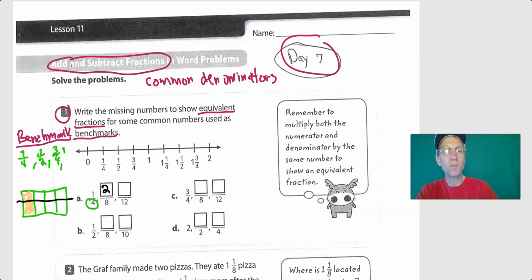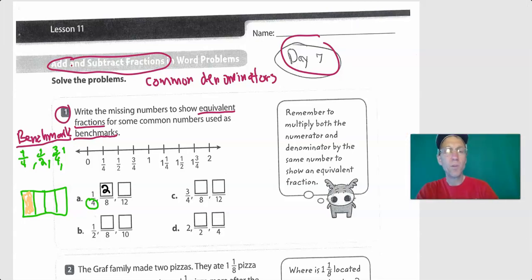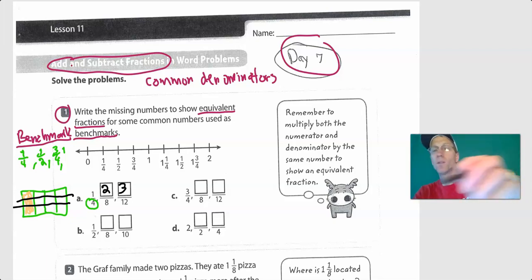If we triple the number of slices, we have 12 slices in all. Instead of one big piece, we now have 3 much smaller pieces. But the same amount of total pizza. Same amount of total pizza. And that is what we're doing.